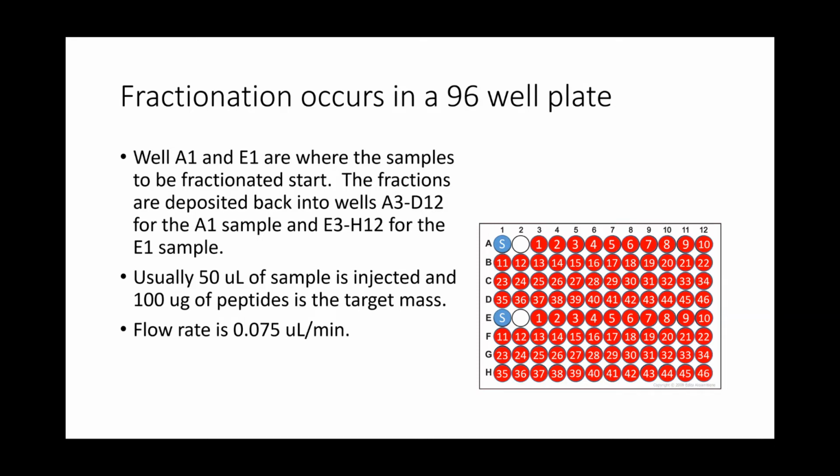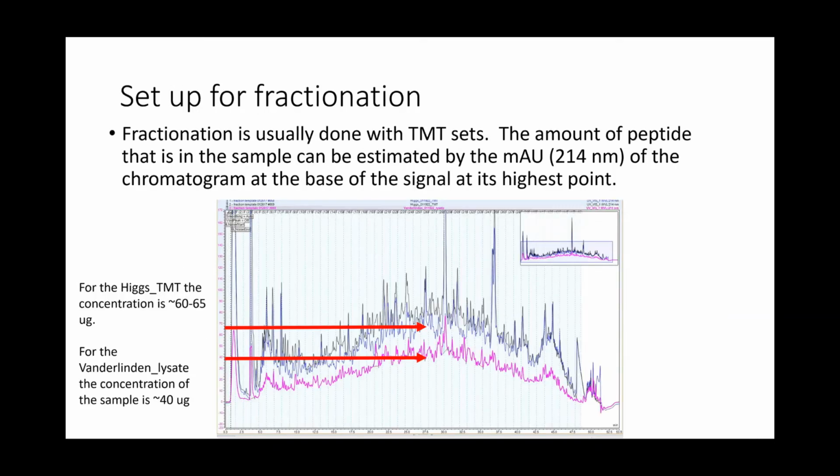So usually 50 microliters of sample is injected and 100 micrograms of peptide is the target mass. So here are some typical traces that we see looking at the 214 nanometer trace. That's going to be the pink one for one of our sample sets here, and then the other one is the blue color.